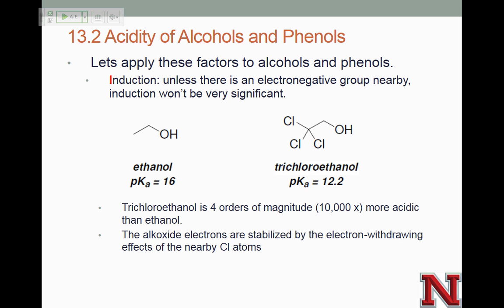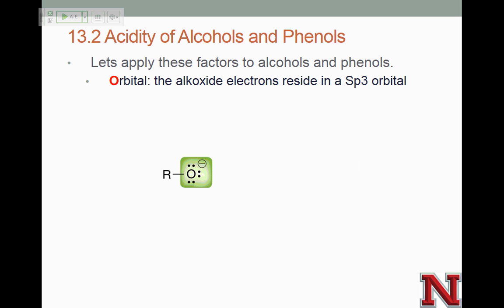Also, that makes the lone pairs of the alkoxide less likely to act as a base to go into a Brønsted-Lowry reaction. So we have electron withdrawing groups. The closer the electron withdrawing groups are to the negative charge, the more it stabilizes, and the more electron withdrawing groups, the more it stabilizes. This is all from chapter 3.